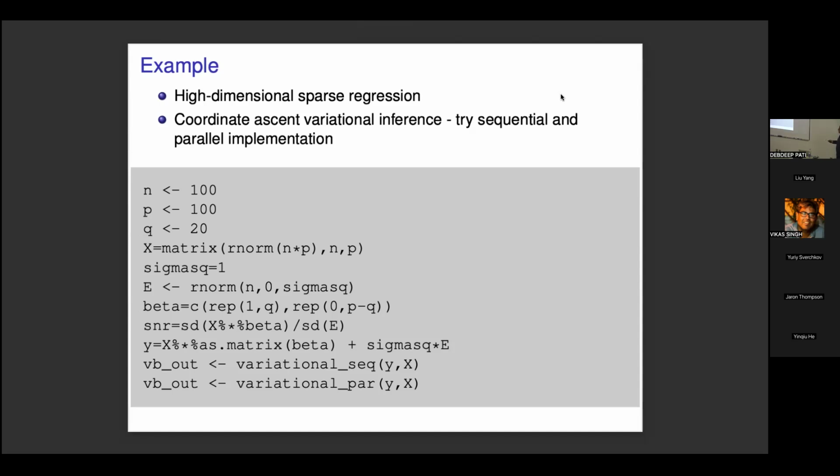So we have 100 samples, 100 variables, sparsity is 20, covariates are Gaussian, noise sigma squared is 1, and errors are Gaussian as well. The first 20 betas are set to 1, and the remainder are set to 0. In this particular example, the SNR is quite high, so it's in a detectable range and there are no issues there. You run coordinate ascent with the sequential version first, and then with the parallel version.